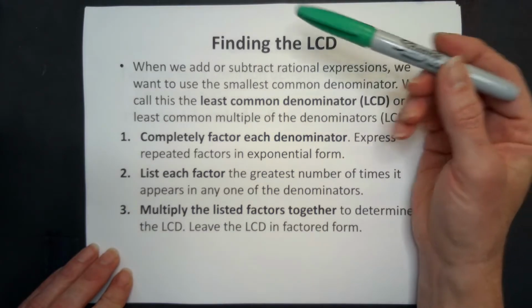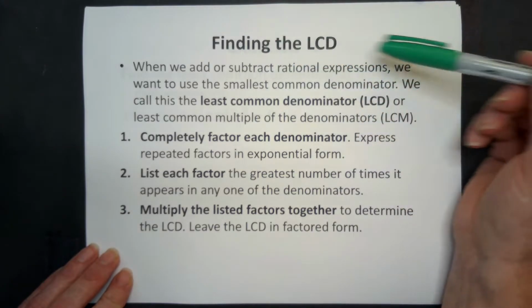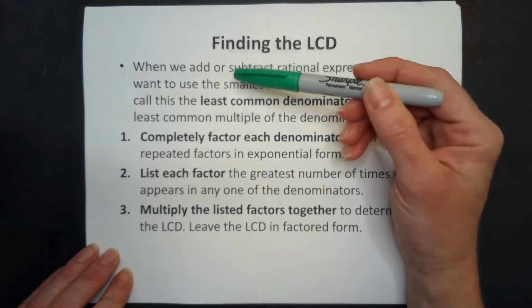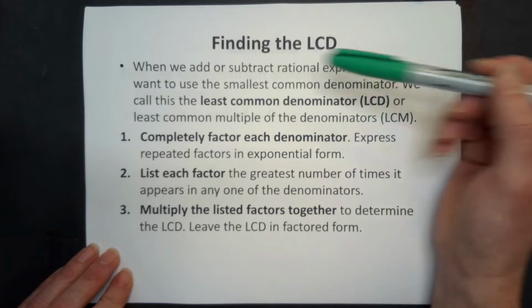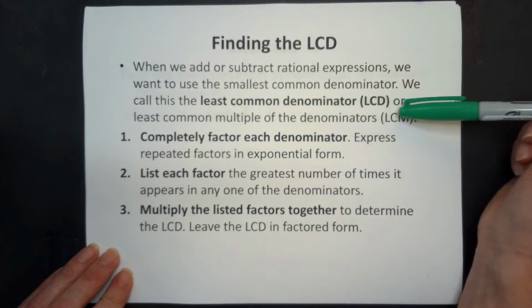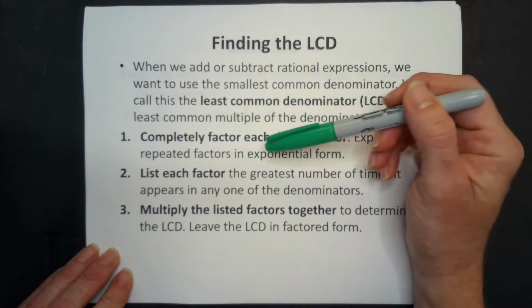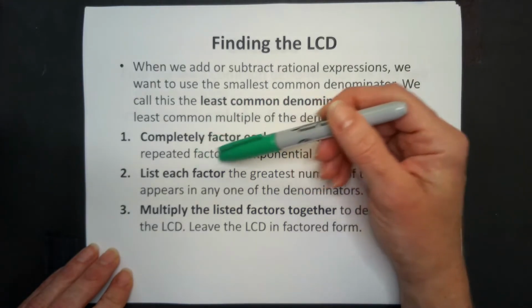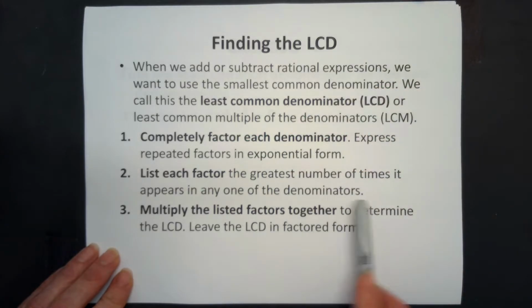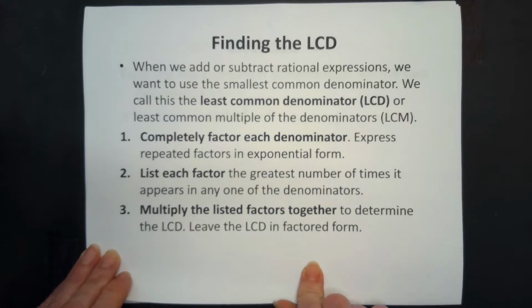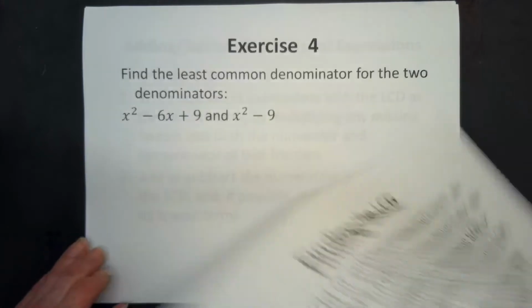Find the least common denominator. When we add or subtract rational expressions, we want to use the smallest common denominator. We call this the least common denominator, the LCD, or the least common multiple of the denominators, the LCM, usually called the LCD. Completely factor each denominator, express repeated factors in exponential form. List each factor the greatest number of times it appears in any one denominator. Multiply the listed factors together to determine the LCD. Leave the LCD in factored form, because if you multiply it back out and you need to cancel later, it's just more work for you.